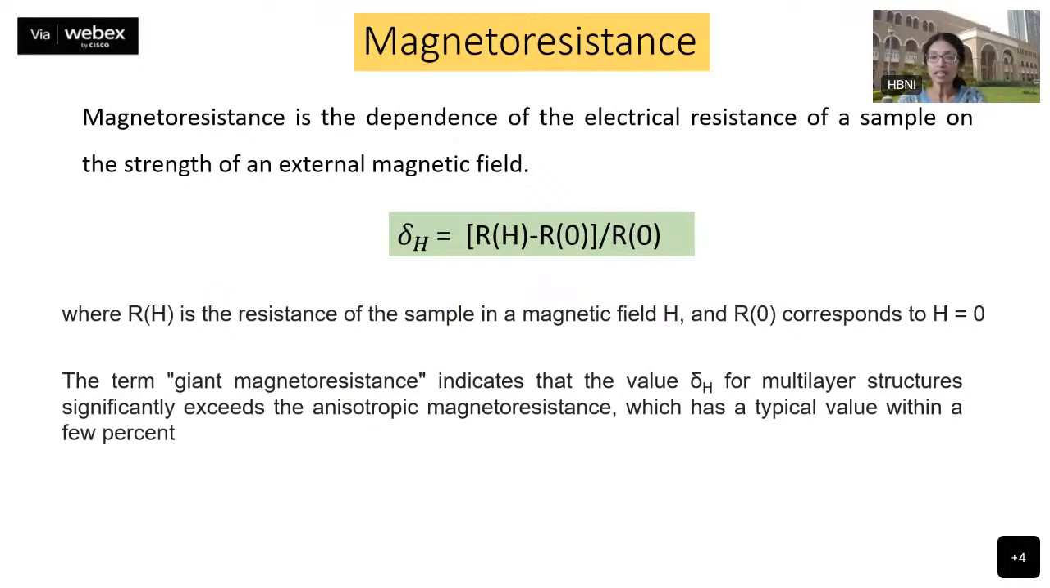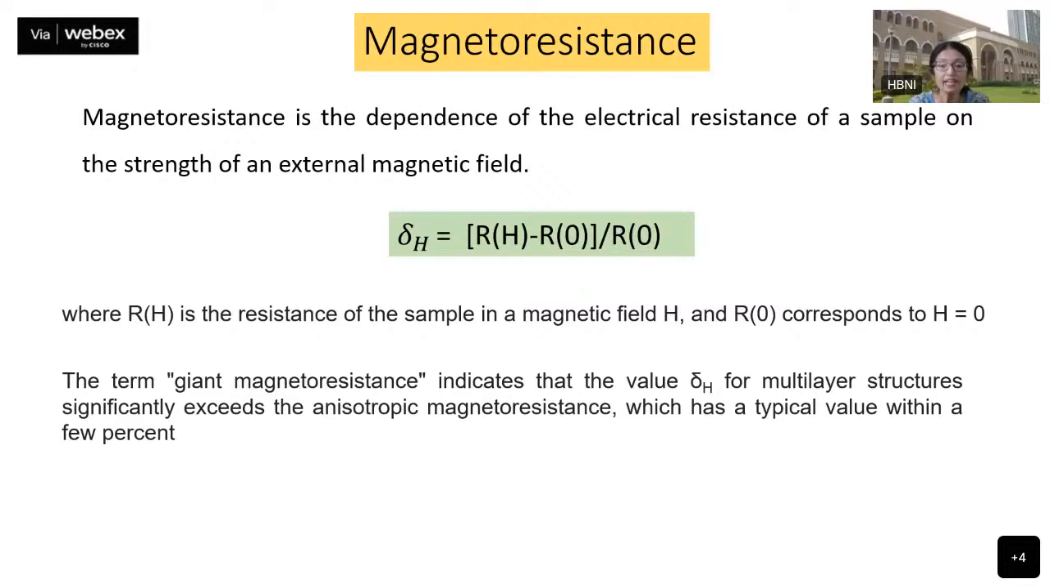So now we come to the next topic, which is magnetoresistance. Magnetoresistance, as I had discussed in the last class, is basically the dependence of electrical resistance of a sample on the strength of the external magnetic field. So what you have over here is delta H equal to (RH minus R0) by R0. RH is nothing but the resistance of your sample in the presence of magnetic field H, whereas R0 corresponds to when you are not having any external magnetic field applied.